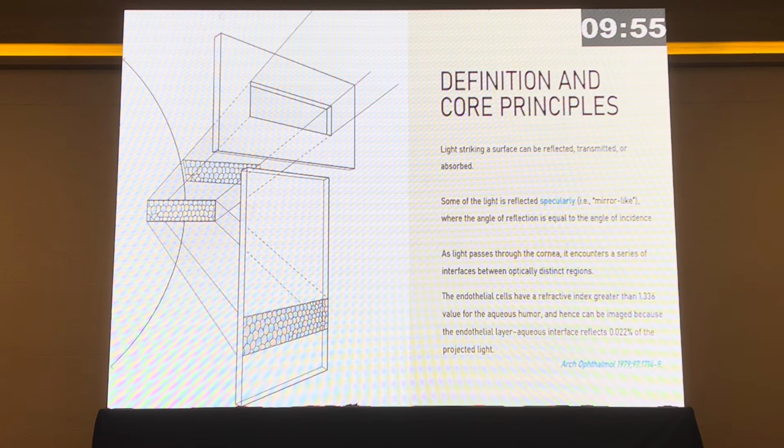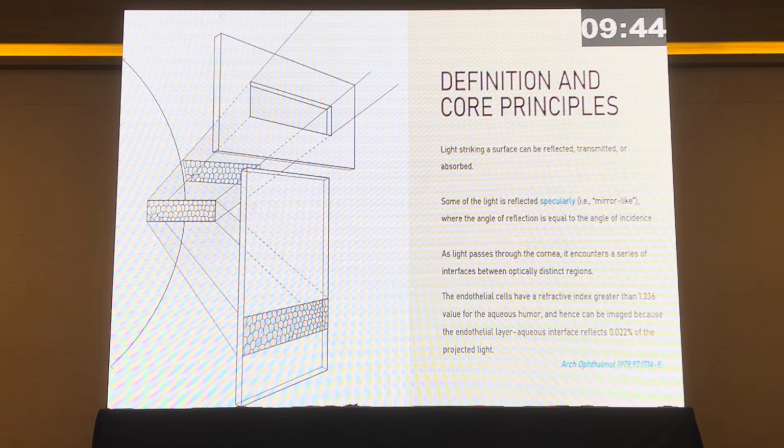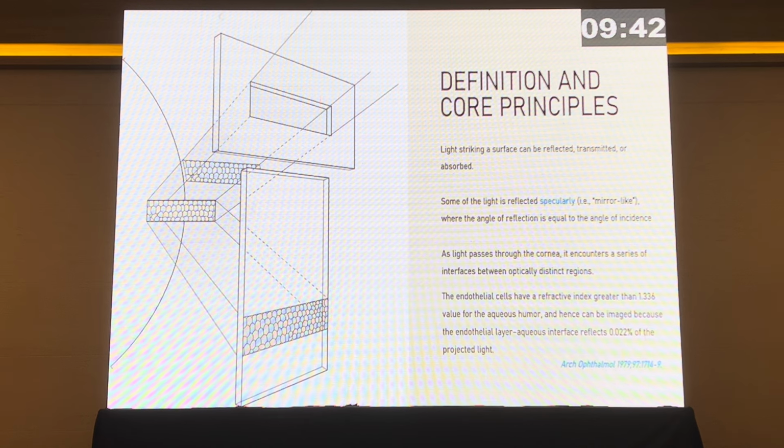Now the principle is pretty simple. The light striking a surface is usually either reflected, transmitted or absorbed. Some of the light which is reflected specularly is important. It's called mirror reflection, where the angle of reflection and the angle of incidence are the same. When light passes through the cornea, it encounters a series of interfaces between optically distinct regions. The endothelial cells are important because they have a refractive index greater than 1.336, which is seen in the aqueous.